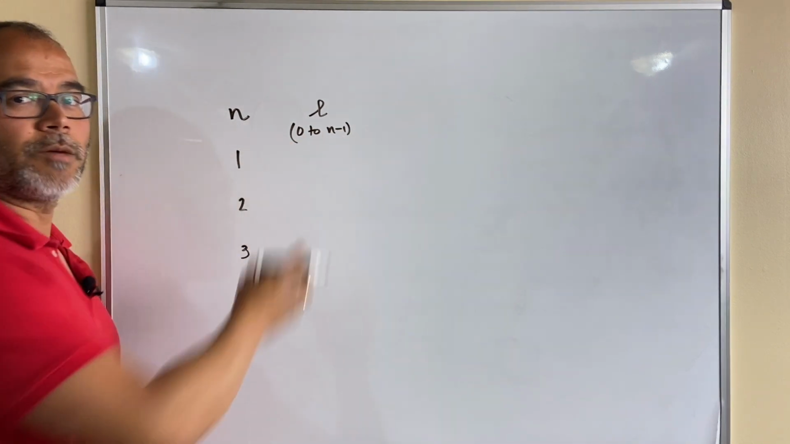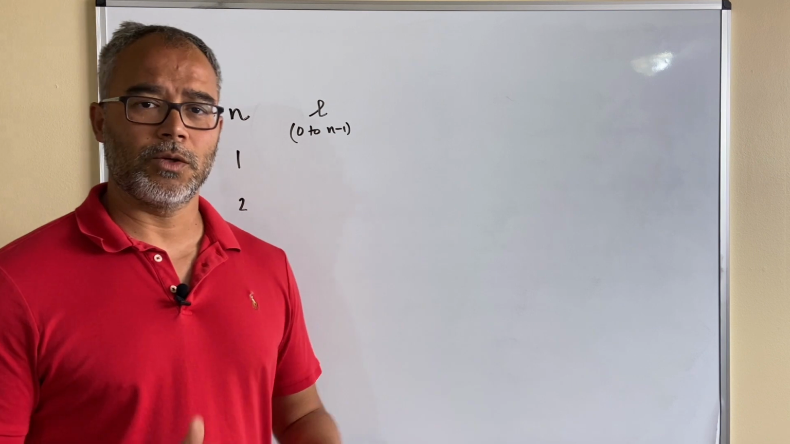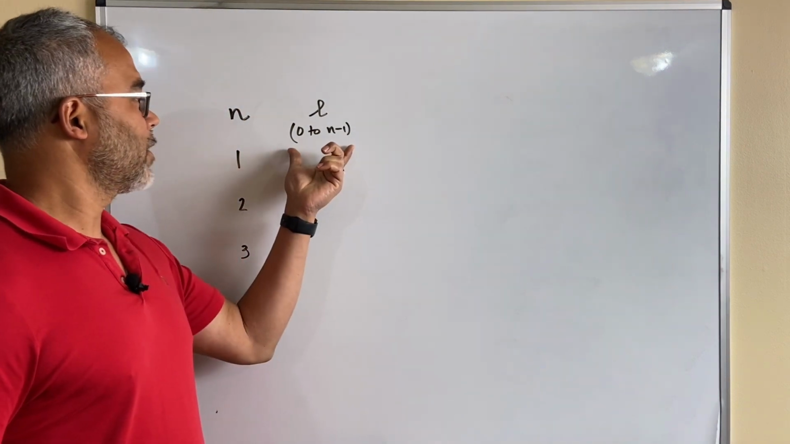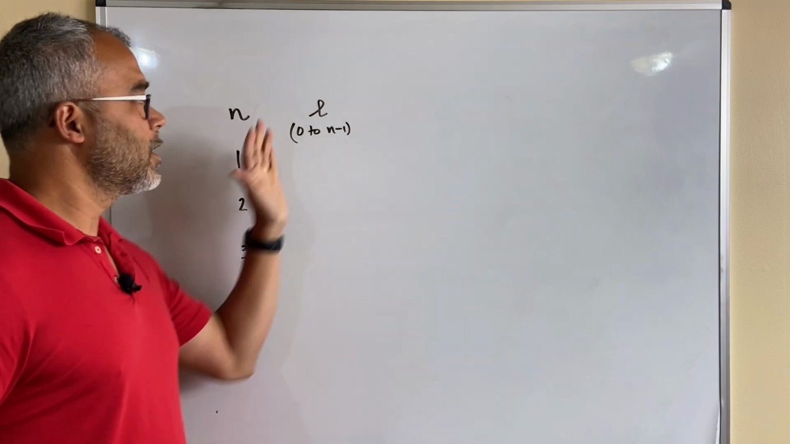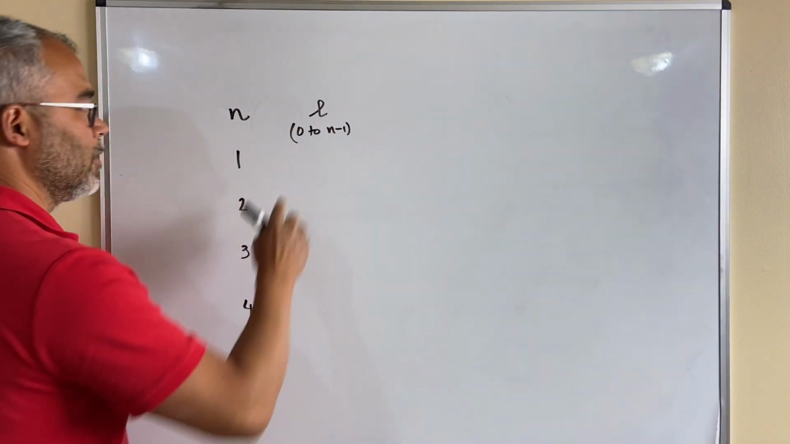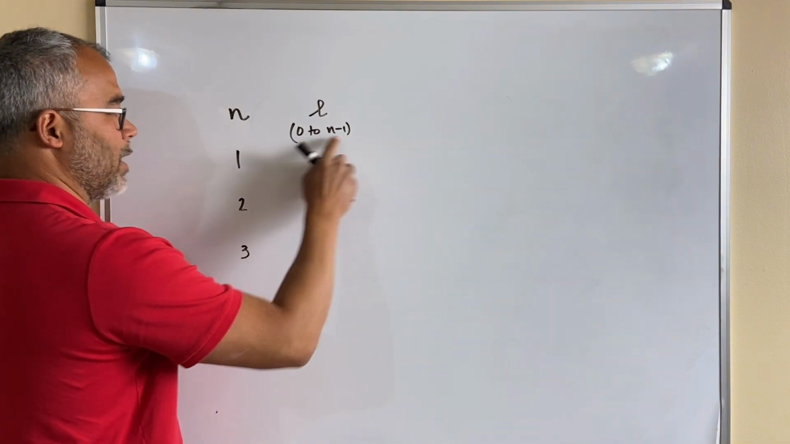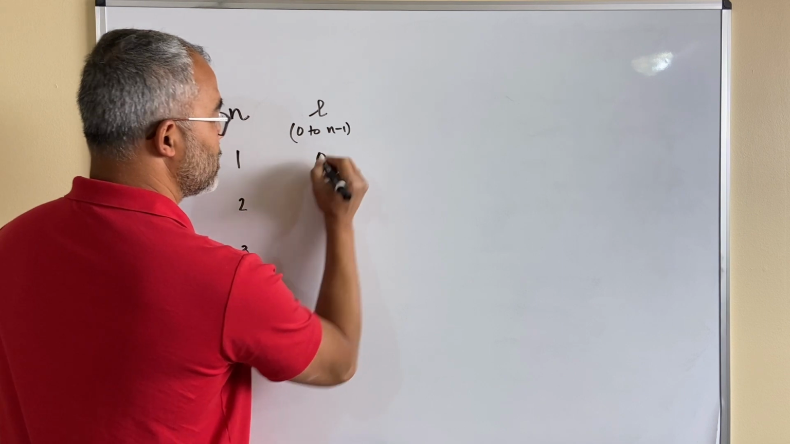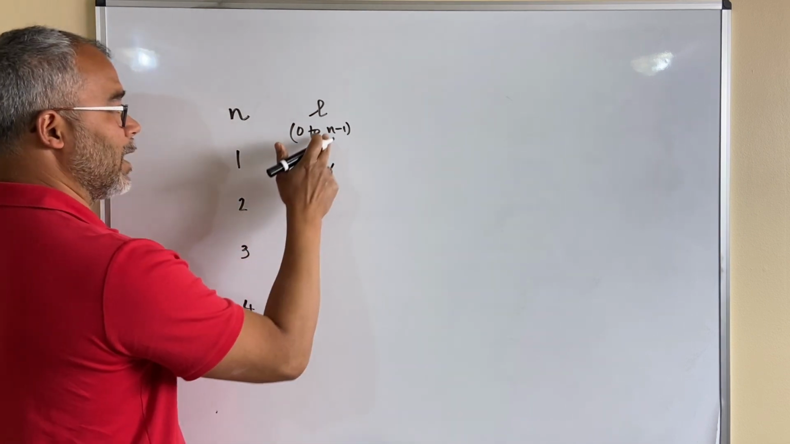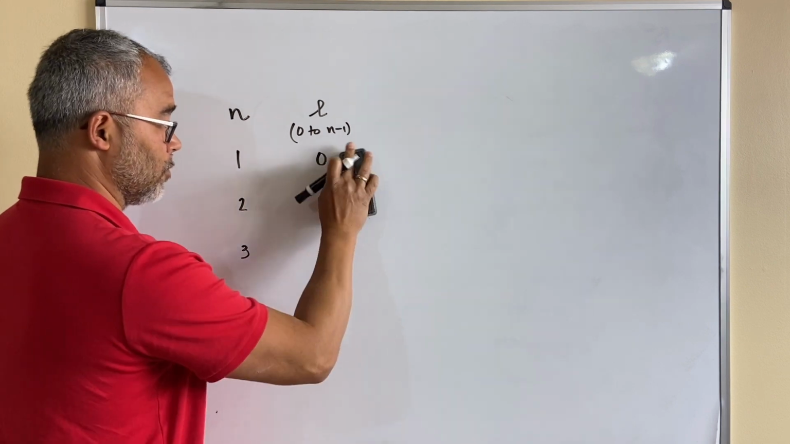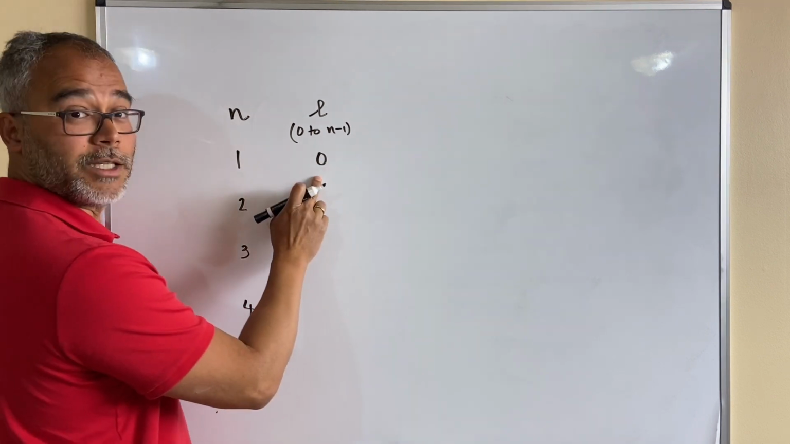Again, where does this come from? This comes from quantum mechanics. We don't need to worry about that. We're just going to figure out, based on what the value of n is, how many sublevels L can have. So if that's 0 to n minus 1, and n is equal to 1, then it would be 0, because n minus 1 is 1 minus 1, which is 0, so there's no more. So literally L is 0.